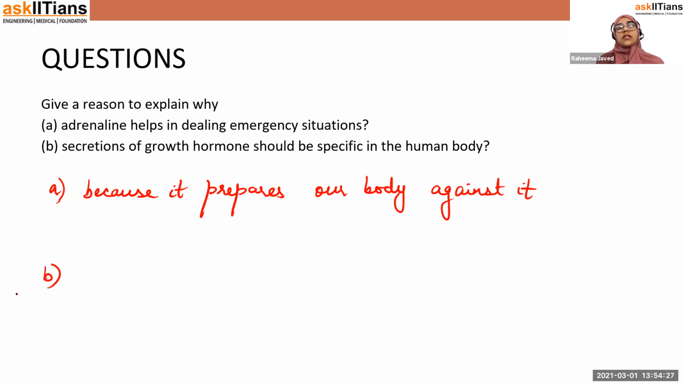Second one, secretion of growth hormone should be specific. So if the body needs to grow, then only the growth hormone should be secreted. If the body doesn't need any growth in any part, then the growth hormone should not be secreted. This is under the control of negative feedback.